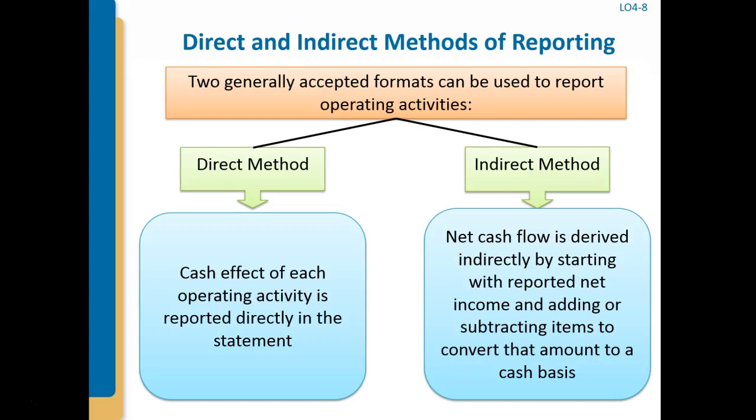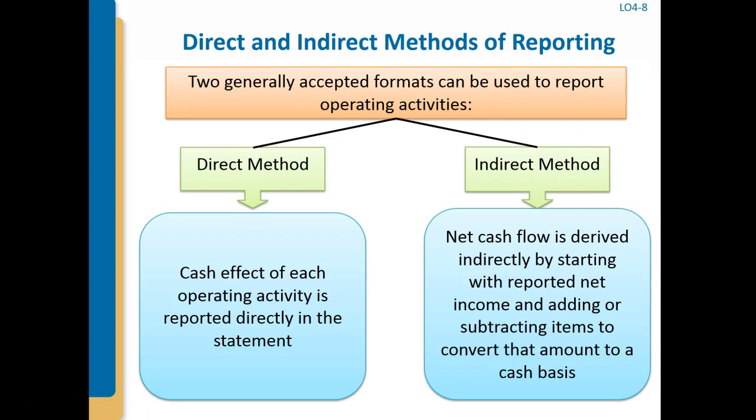So there are two generally accepted formats that can be used to report operating activities: the direct method and the indirect method. Under the direct method, the cash effect of each operating activity is reported directly in the statement. For example, cash received from customers is reported as the cash effect of sales activities. Income statement transactions that have no cash flow effects, such as depreciation, are just not reported.